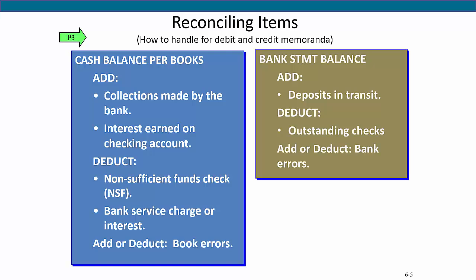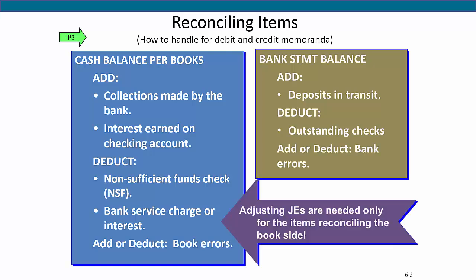Examples of collections made by the bank on our behalf would be when we direct the bank to process our customer payments for internal control reasons, or when the bank collects a note receivable for us from a customer. Please pay special attention to the comment in the arrow. Only the items that reconcile the book balance require adjusting journal entries to be made. Those are on the left side of this list.